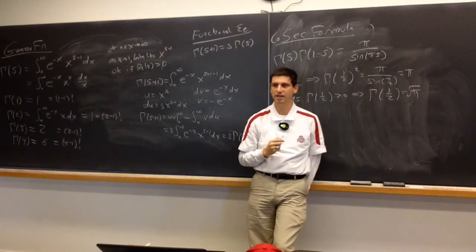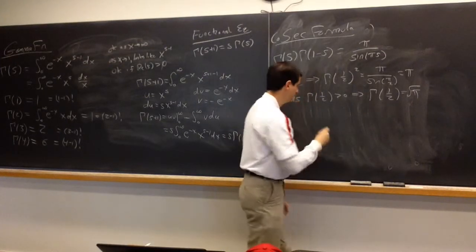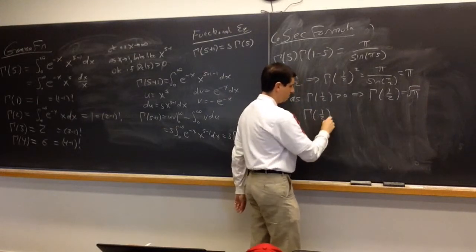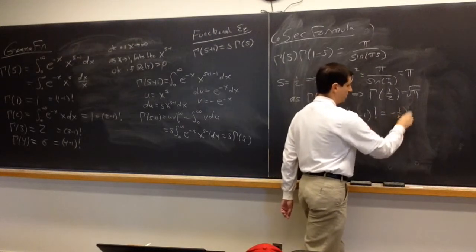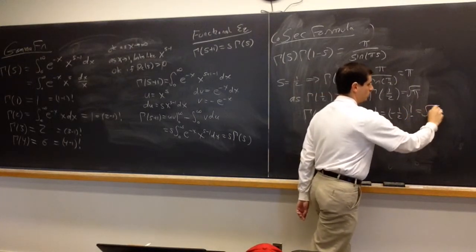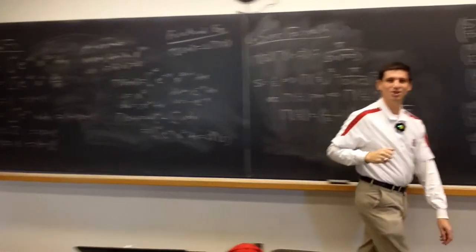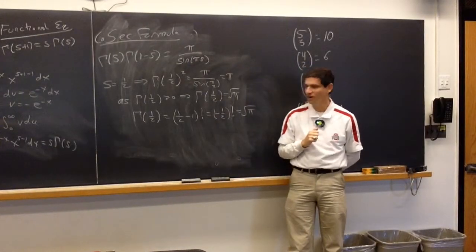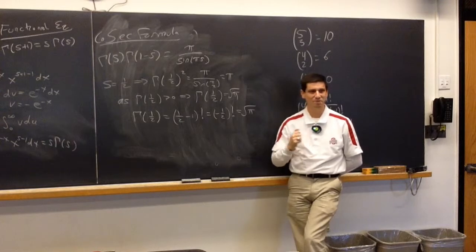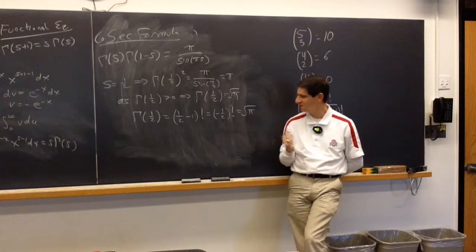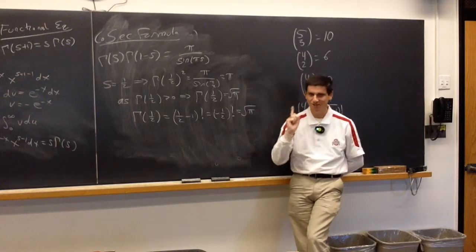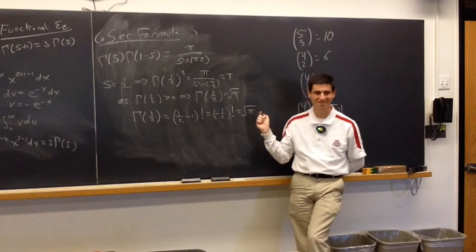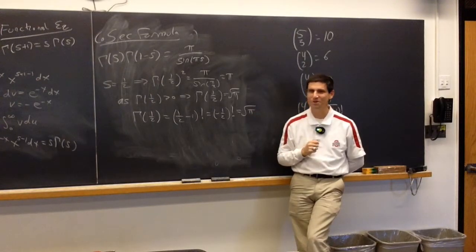For those of you who would like a combinatorial interpretation of this, gamma of 1/2 is 1/2 minus 1 factorial, which is negative 1/2 factorial, which is square root of pi. So if you are ever in a situation where you have negative 1/2 of people to order, and order matters for how you place these negative half of a person, there is square root of pi ways to do this. Interestingly, there's more ways to do this than to order zero people.